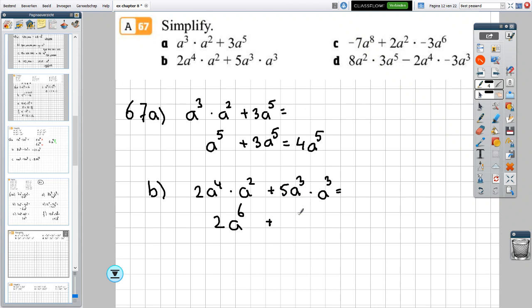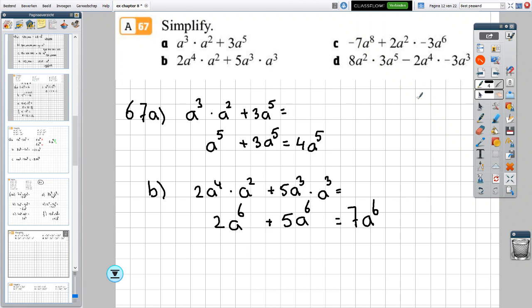Plus 5 times 1, you could say, is 5. 3 plus 3 is 6. Are those like terms again? Yes, sorry, they are, right? So 2a to the 6th plus 5a to the 6th is 7a to the 6th.